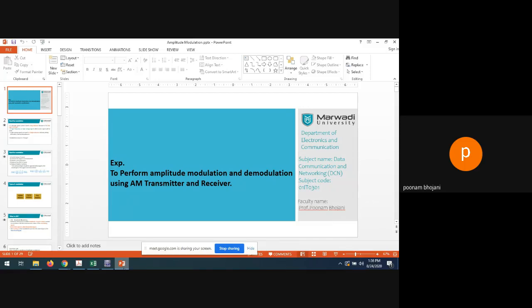So, this is the title of the experiment: amplitude modulation and demodulation using AM transmitter and receiver. In today's experiment, we are going to see two techniques, I mean two Multisim circuits. One is the amplitude modulation, and second is the demodulation.